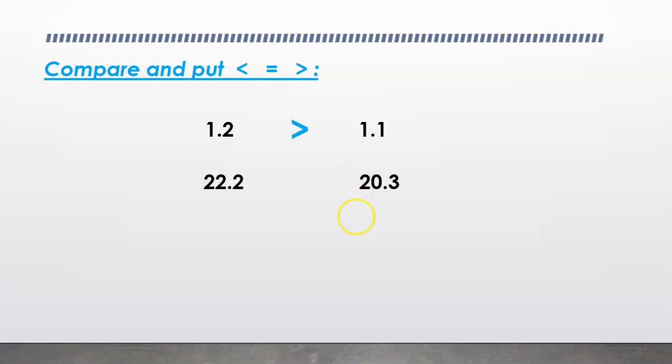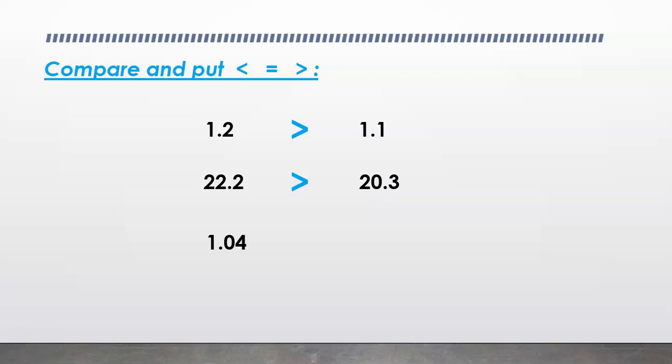22.2 and 20.3. First, go to the whole number first. Whole number first. 22 and 20. Which is bigger? Yes, 22. Okay.